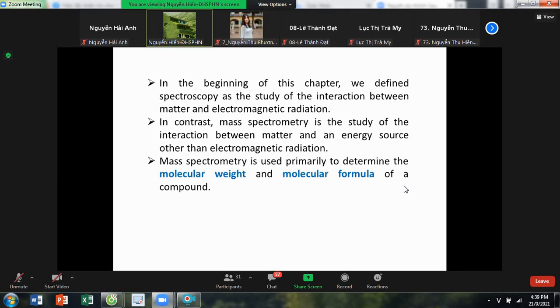Okay, mass spectrometry is used to determine the molecular weight and molecular formula of a compound.